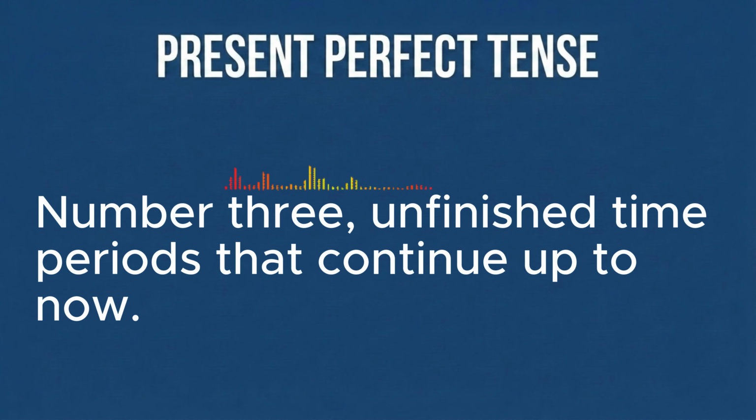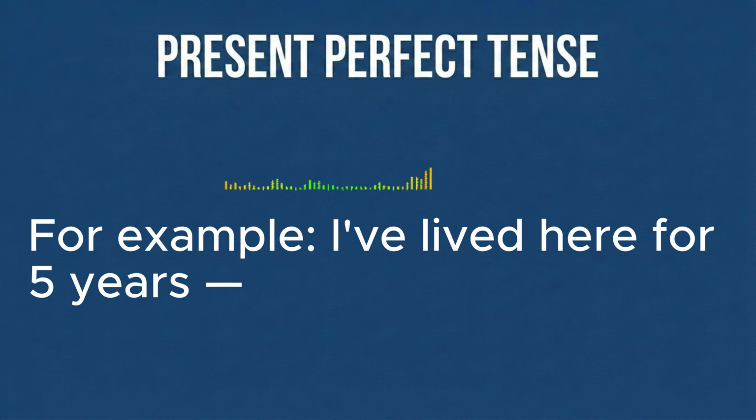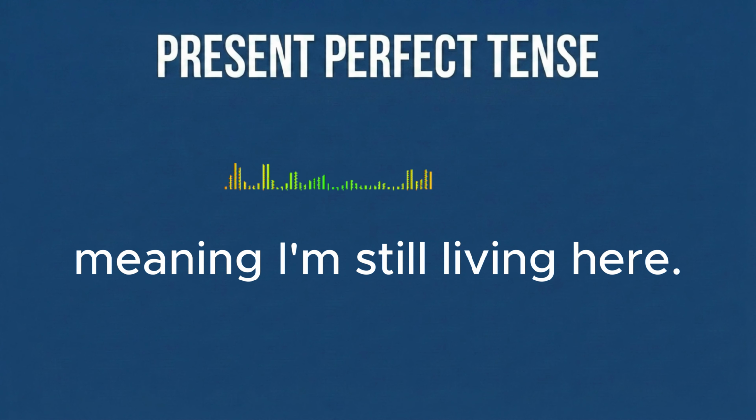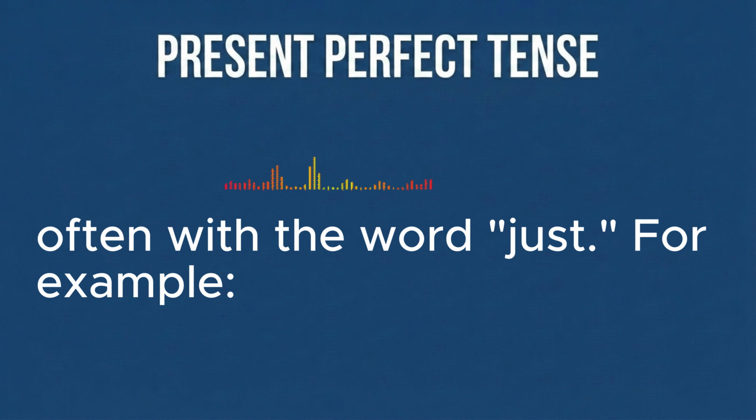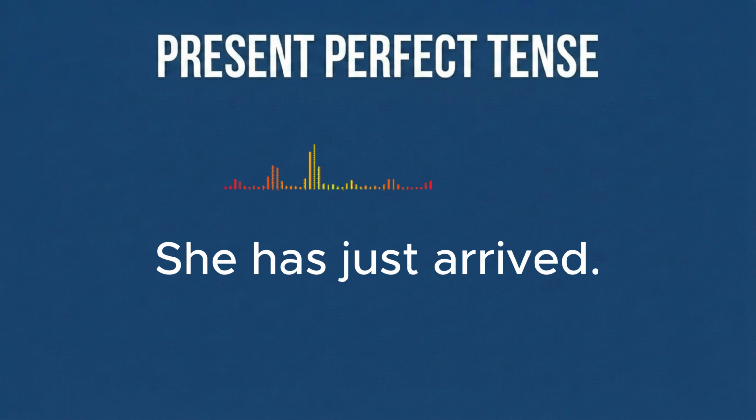Number 3, unfinished time periods that continue up to now. For example, I've lived here for 5 years, meaning I'm still living here. Number 4, recent news, often with the word just. For example, she has just arrived.